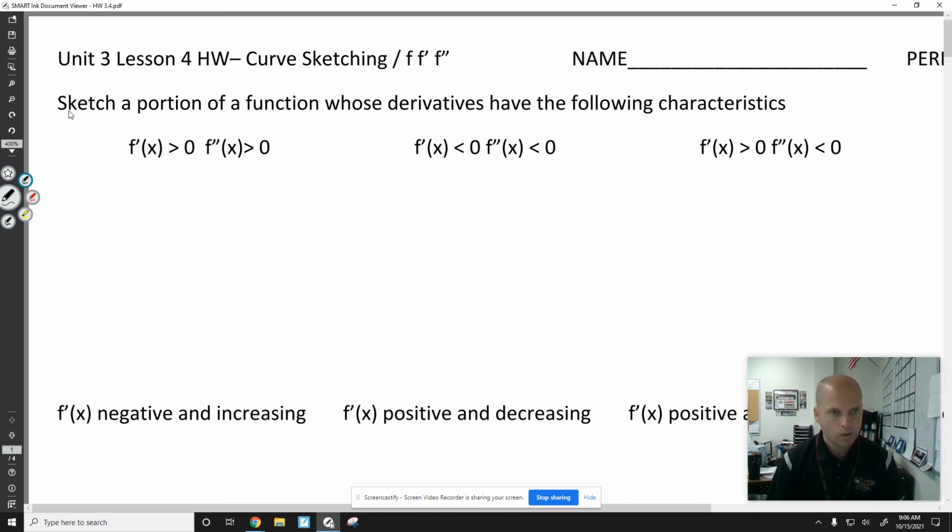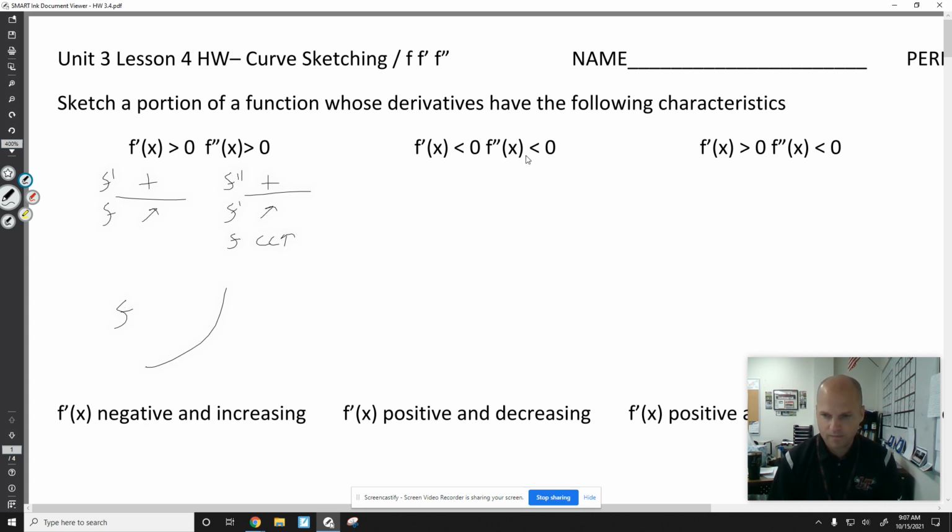Let's do this. Sketch a portion of a function whose derivatives have the following characteristics. Combining the last two lessons is what we're doing for this class. If f prime is positive, then f is increasing. If f double prime is positive, that tells me f prime is increasing, but more importantly, f is concave up. So f needs to be increasing, curving upward. That would be a portion of f.